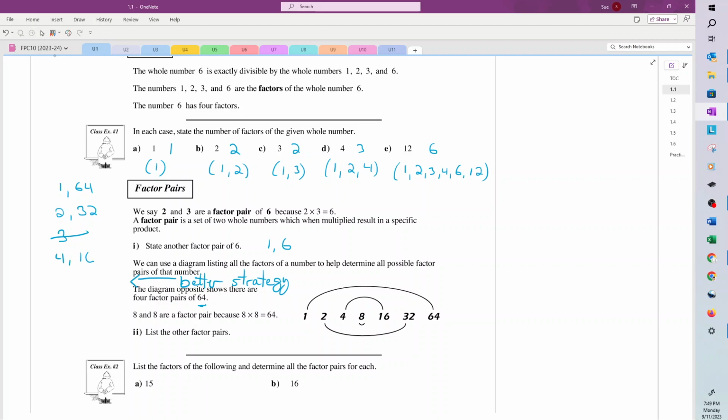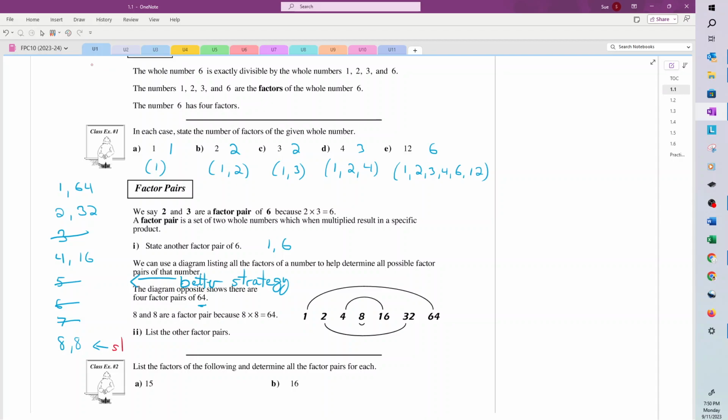Okay, so I can look at 4. Well, 4 times 16 is 64. 5 doesn't work. 64 doesn't divide evenly by 5. 6 doesn't work. 7 doesn't work. 8 times 8 gives me 64. And I'm going to stop here because now I've reached the square root.